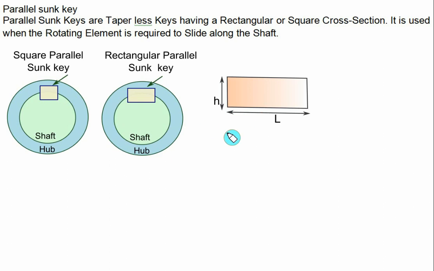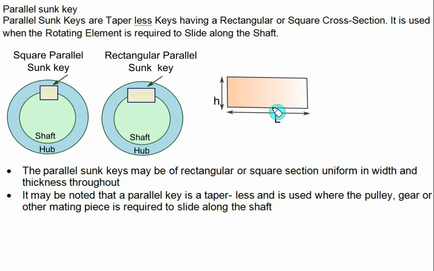Now since no taper is provided, it means that a rotating element is required to slide along the shaft. So the parallel sunk key, either square type or rectangular type, is used when the rotating element is required to slide along the shaft. Since no taper is provided throughout the length L, the thickness will remain constant. So it has a uniform thickness throughout, and the width is also uniform, whether rectangular or square section.